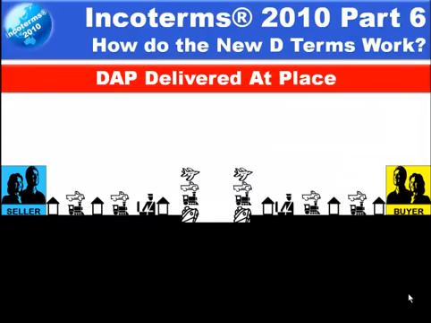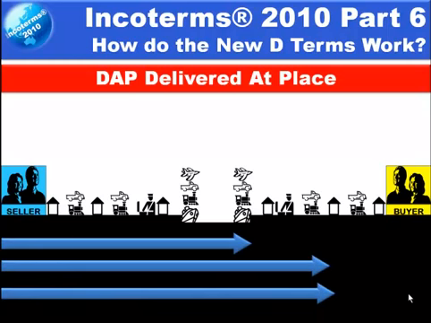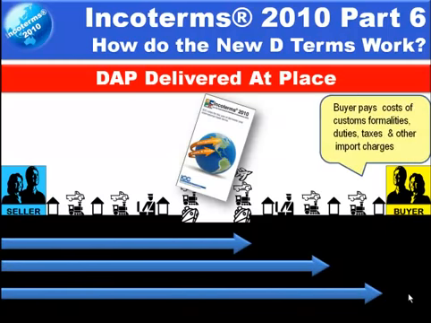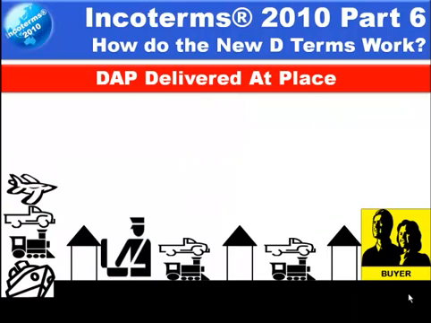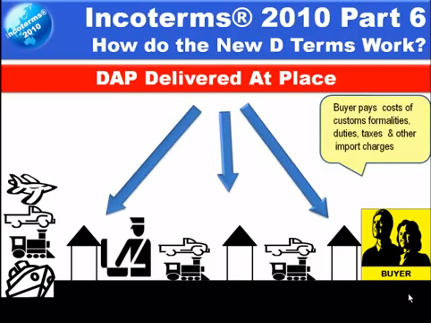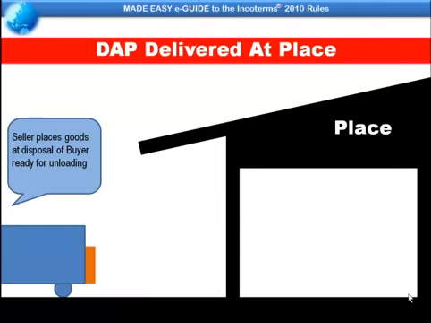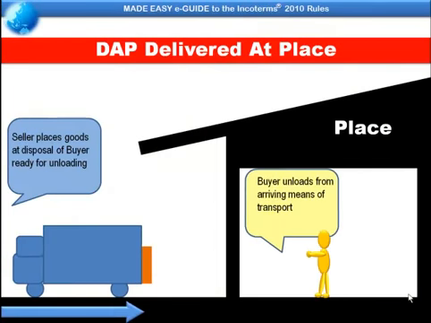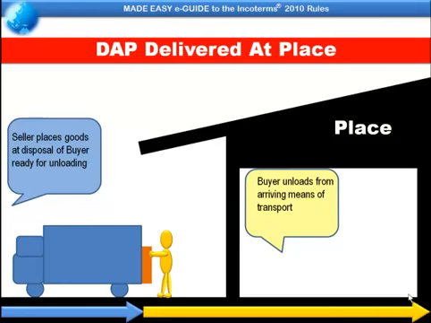Next is DAP, delivered at place. The seller delivers when the goods are placed at the disposal of the buyer on the arriving means of transport, ready for unloading at the named place of destination. In reality, the place of destination could be any agreed place in the buyer's country. So the seller delivers to the agreed place and the buyer unloads the goods from the arriving means of transport, and that could be at the buyer's premises.